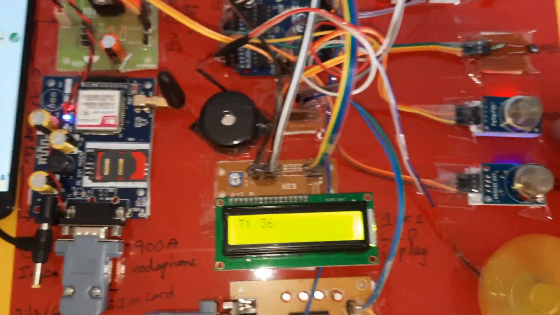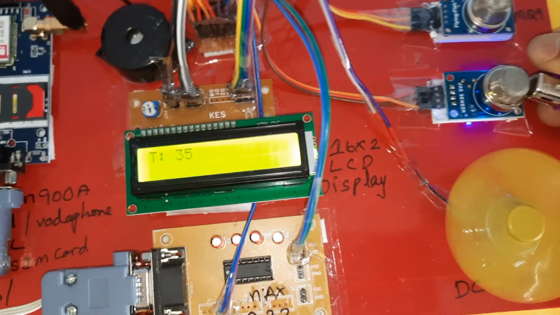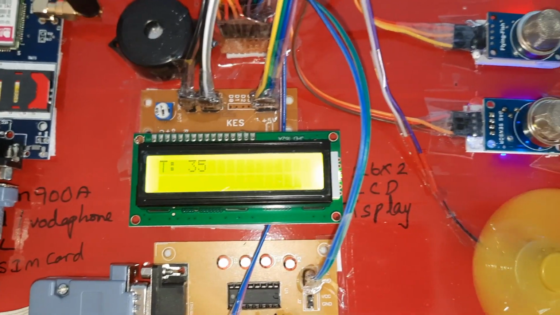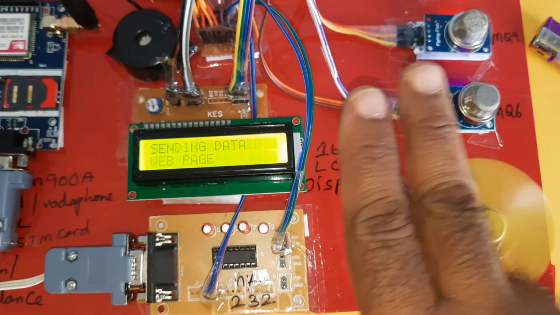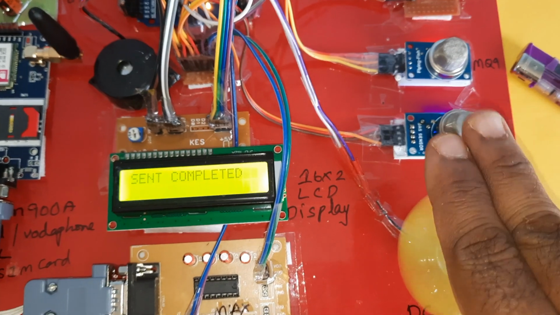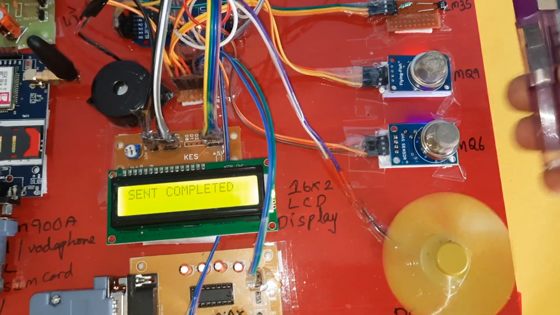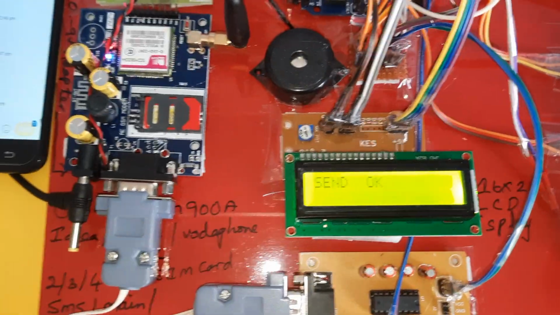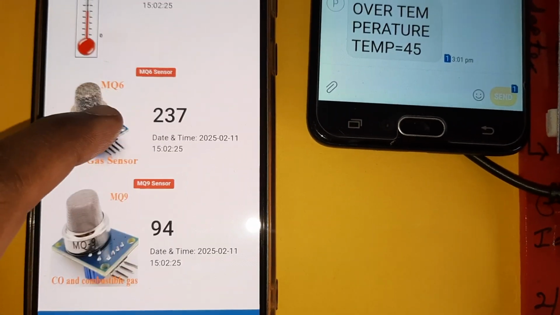Now I am bringing a cigarette lighter. First, MQ9. MQ6 alert. MQ6 reads 238, gas sensor alarm. The gas sensor is giving the alarm alert and sending the data. It checks continuously two times, so you have to wait for 2 seconds. Continuously giving butane gas to the MQ6 gas sensor, sending the data to the server. Temperature okay, MQ6 237.